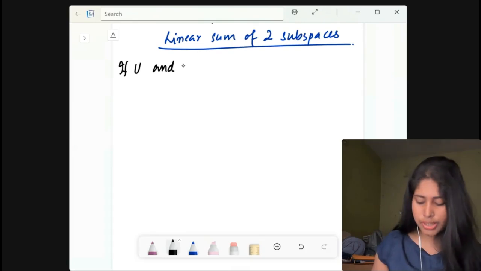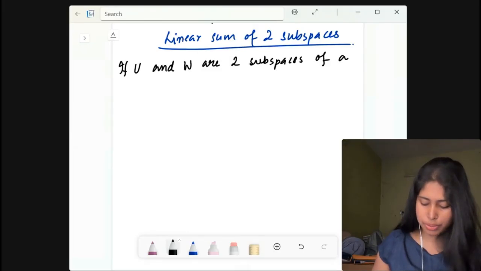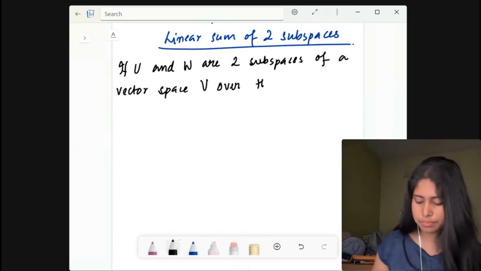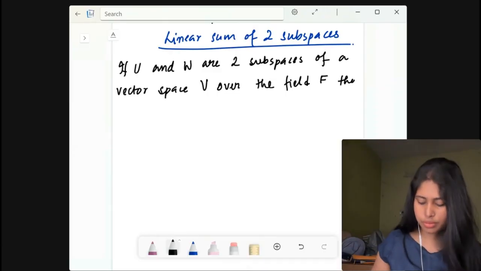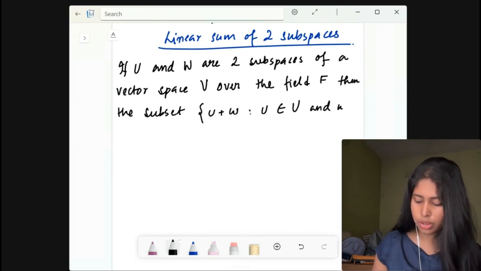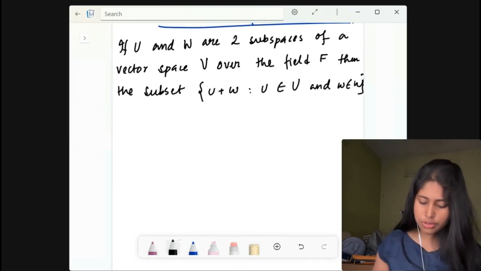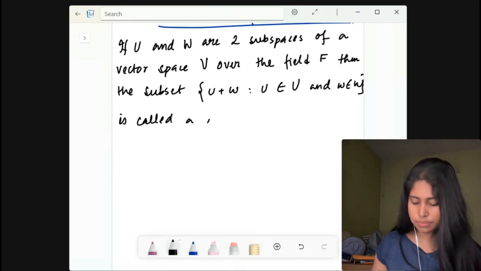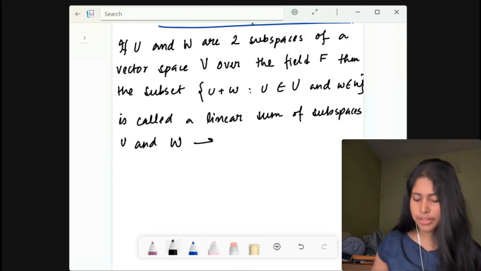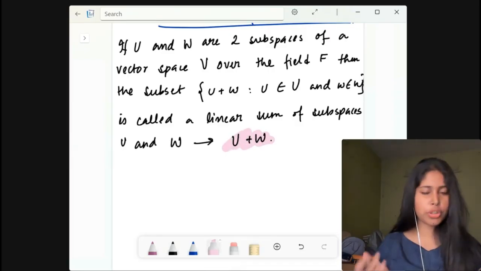All right, if U and W are two subspaces of a vector space V over the field F, then the subset U plus W, where u belongs to capital U and w belongs to capital W, is called a linear sum of subspaces U and W, which is denoted by U plus W. This is the notation of linear sum.